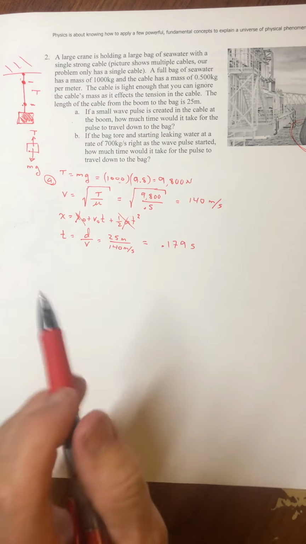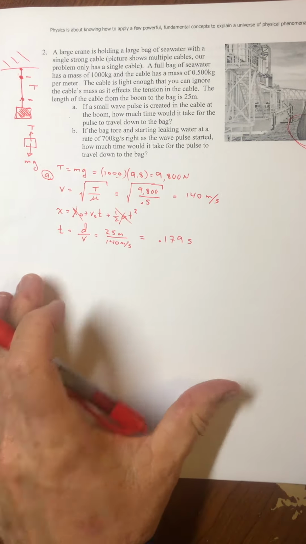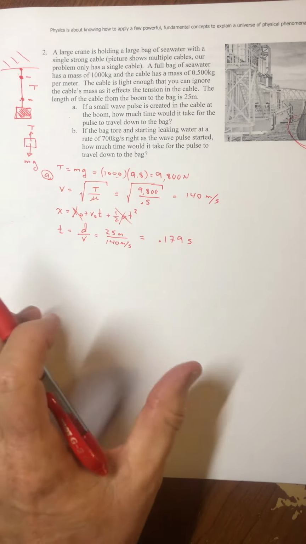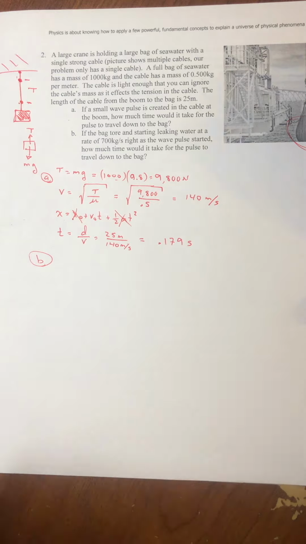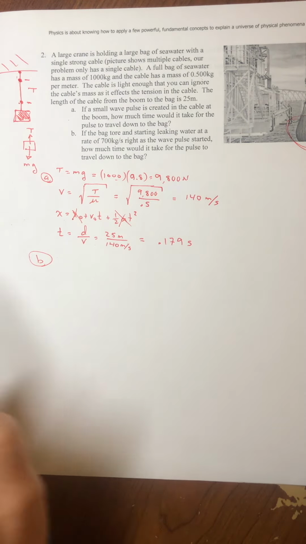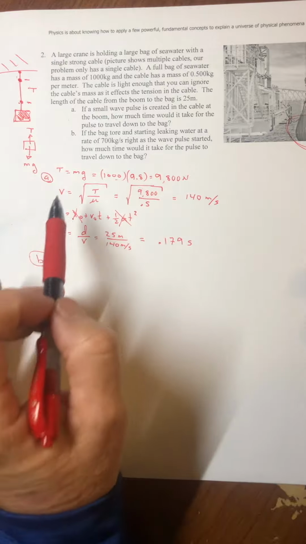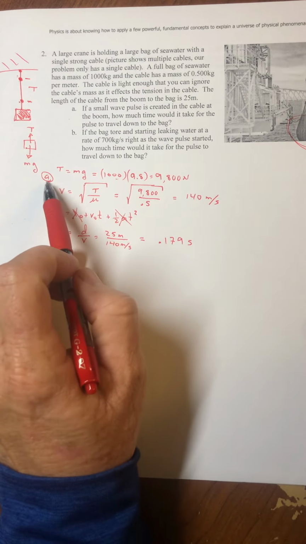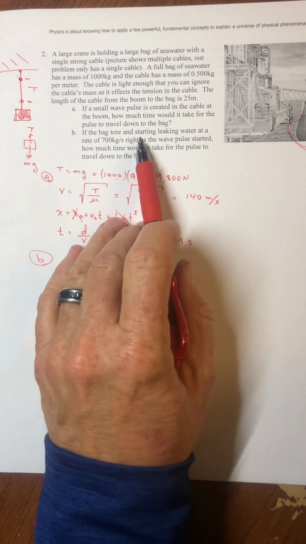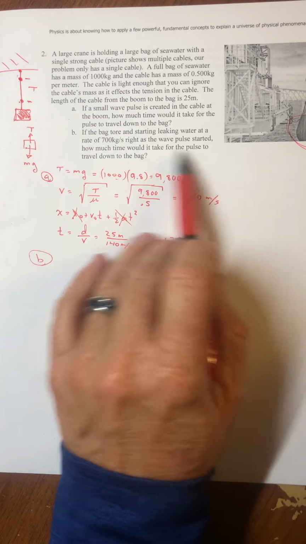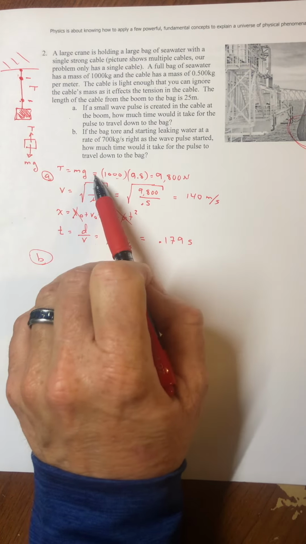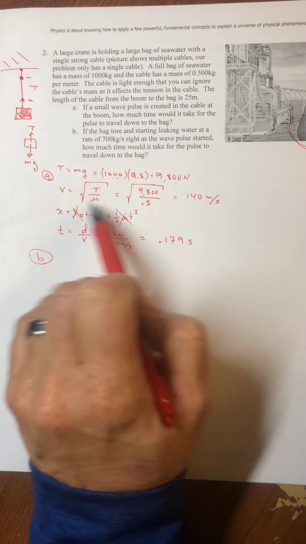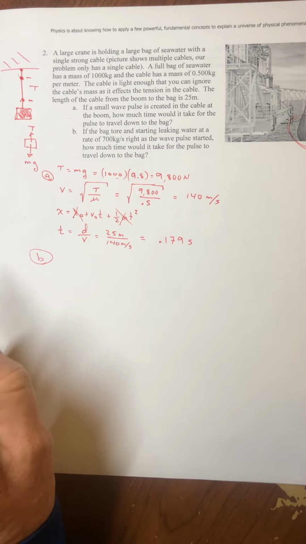So about a fifth of a second, not quite a fifth, okay? And that's definitely the easier of these two. Because now, taking that same logic we just did in A, but realizing that the water is now leaking out, the load is going to be going down, and therefore the tension is going to be changing, and therefore the velocity is going to be changing.